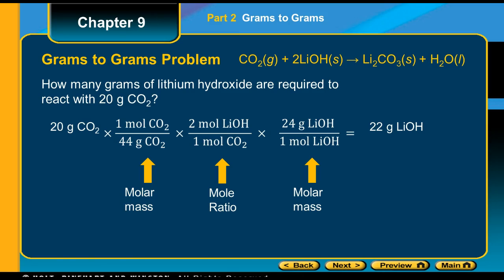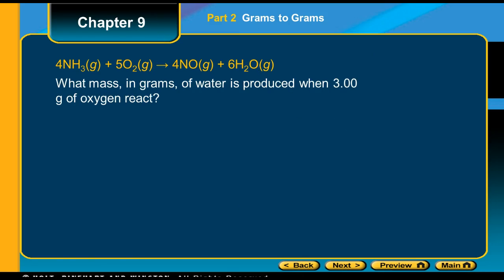So what this problem is telling me is this: if I have 20 grams of CO2 and I want to use it all completely, I would need to react 22 grams of LiOH in the reaction to completely use up all the substance that I started with. Here's another problem, and a different equation. I have, what is the mass in grams of water produced when 3 grams of oxygen react?